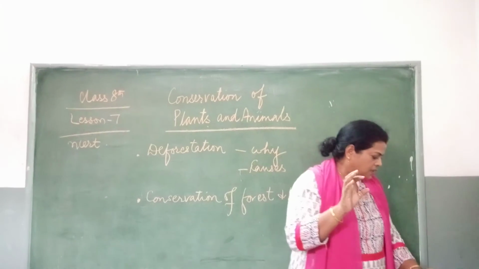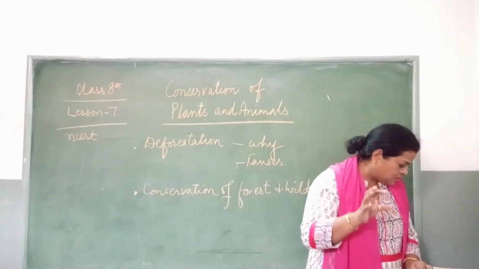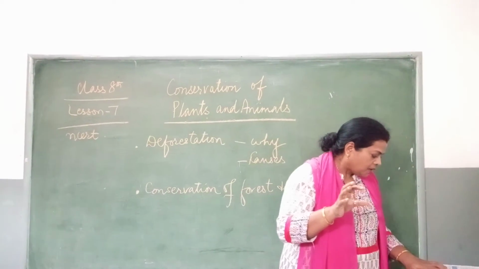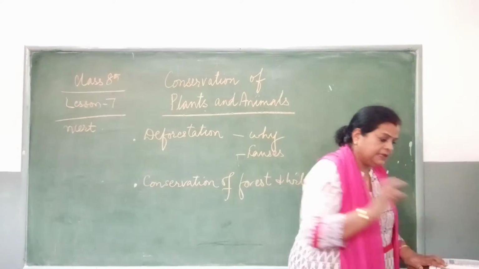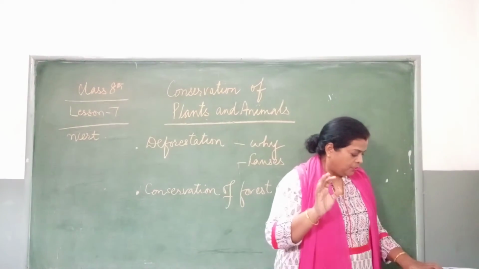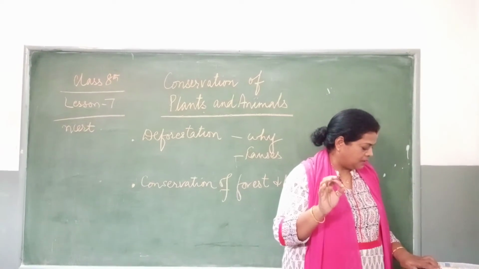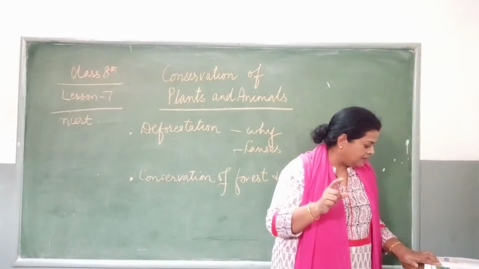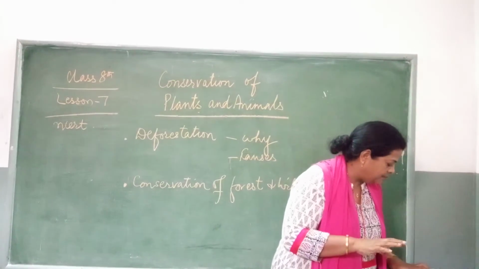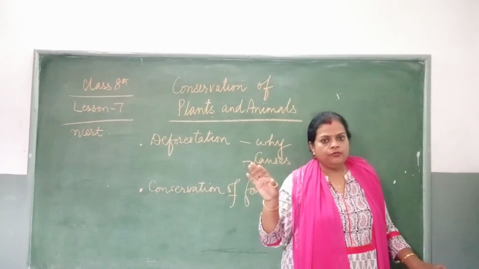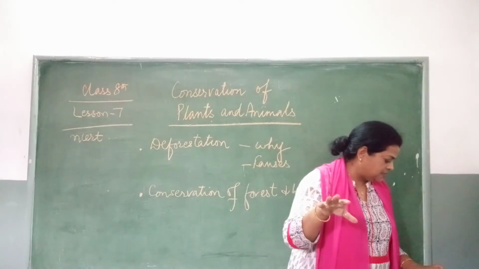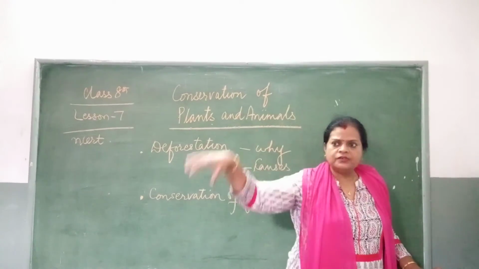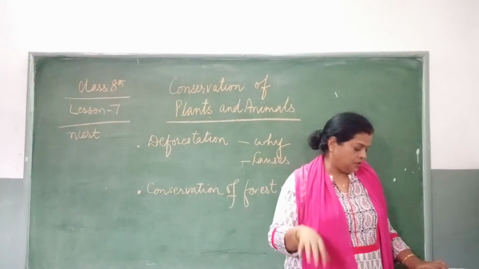Now, sanctuary. Sanctuaries are the areas where animals are protected from any disturbances to them and their habitat. Well understood? National park. National parks are the areas reserved for wild animals where they can move freely without any disturbances, and the natural resources are also preserved.